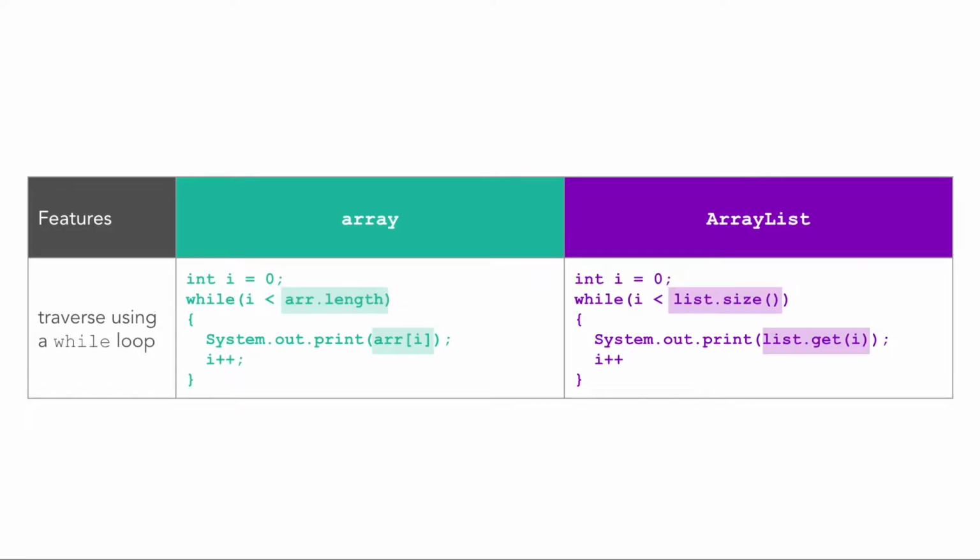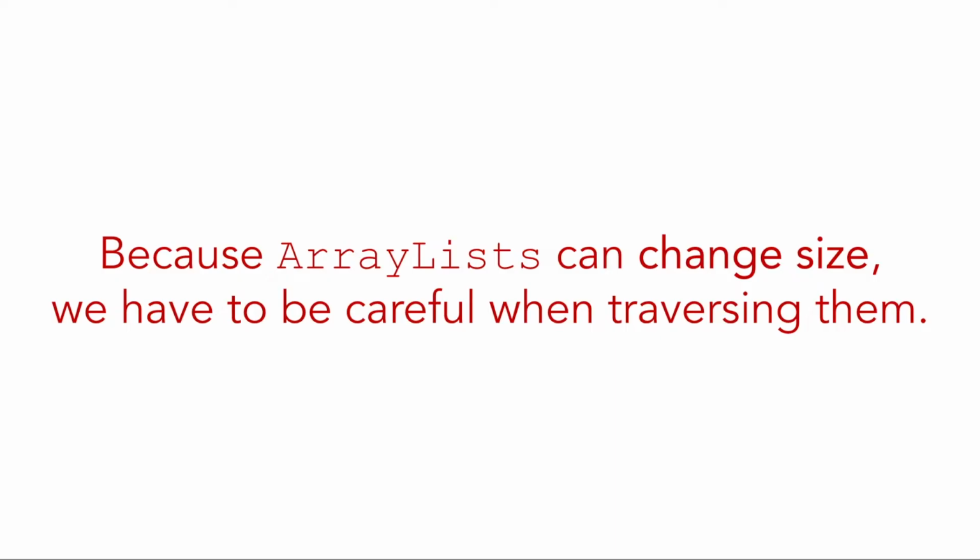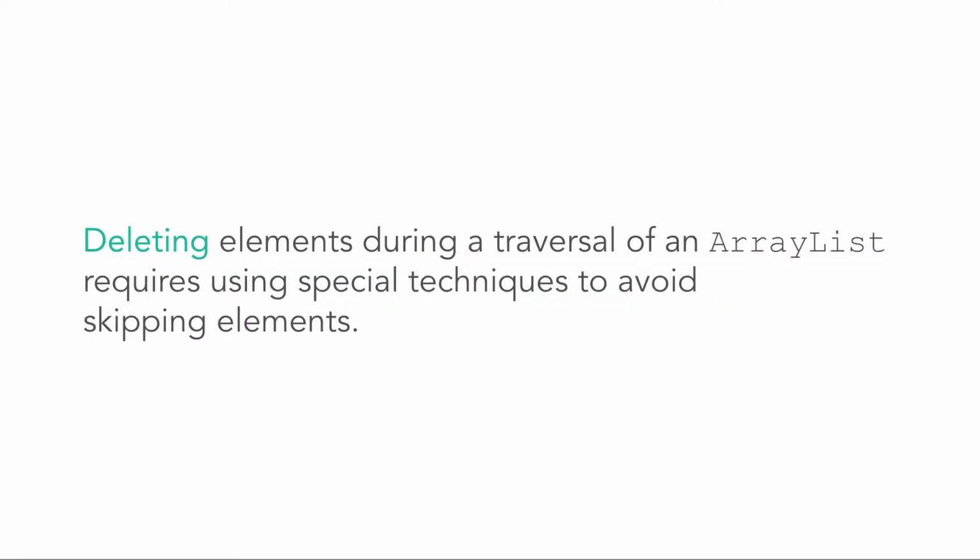We can also traverse using a while loop. We can also traverse using an enhanced for loop. There's really no difference here. Be careful. Because array lists can change in size, we have to be careful when traversing them. Deleting elements during a traversal of an array list requires using special techniques to avoid skipping elements.